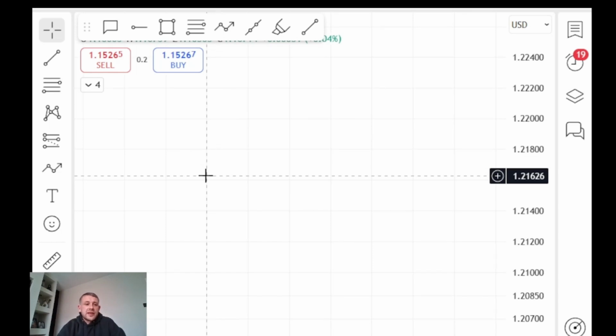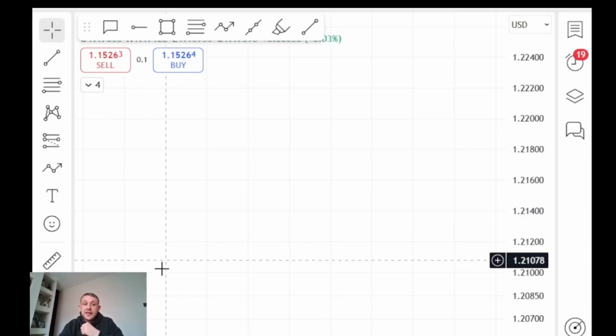Market structure. Let's start with the basics. We have three main types of markets. We have a bullish market, a bearish market, and a ranging market. So we'll go through them one by one, and we'll start with a bullish market.